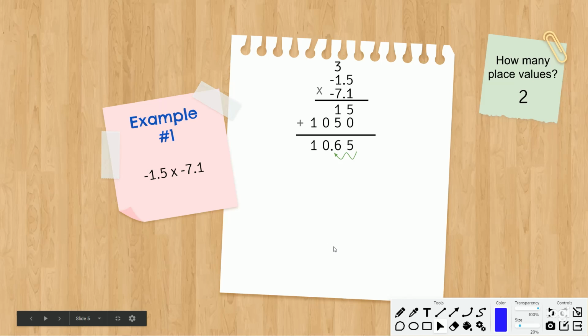So my final answer is 10.65. And my answer is going to be positive because I have a negative times a negative, and that equals a positive number.